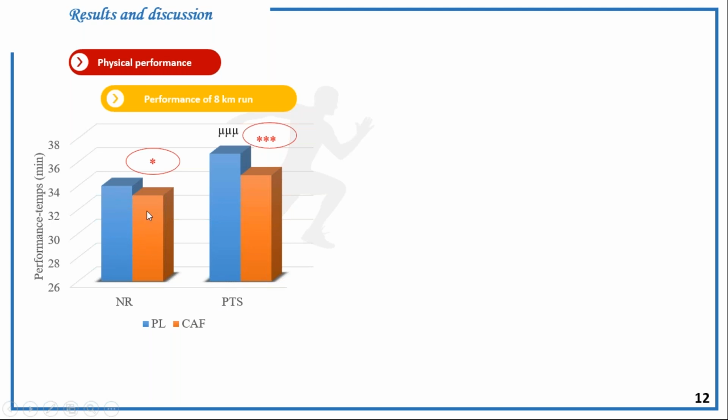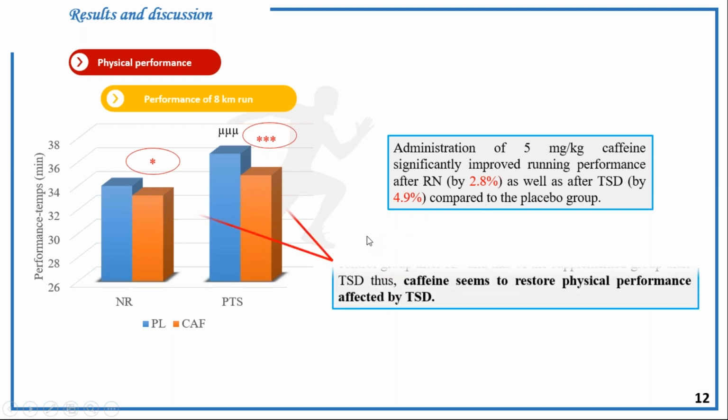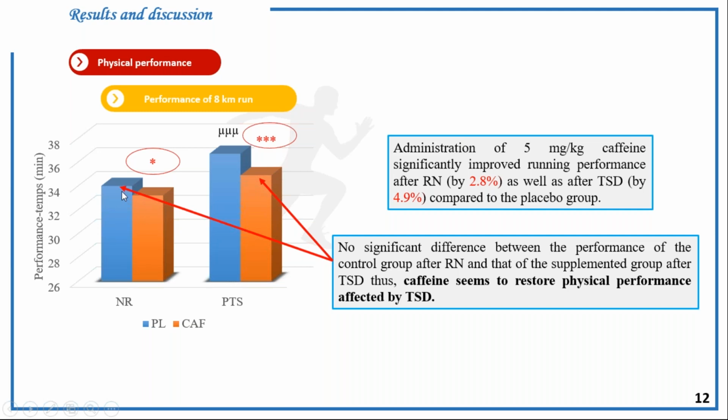As we see here, the performance of the caffeine group is better than the placebo group, following reference night and also following total sleep deprivation night. So the administration of 5 mg caffeine significantly improved the running performance after a reference night by 2.8%, as well as after total sleep deprivation night by 4.9% compared to the placebo group. Also, we can see in this figure that there is no significant difference between the performance of the control group following reference night and that of the supplemented group after total sleep deprivation night. So, caffeine seems to restore the physical performance which is affected by total sleep deprivation.